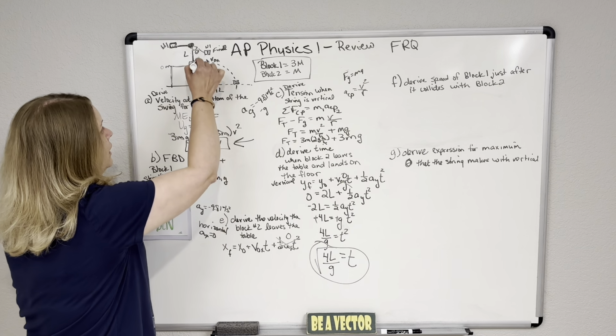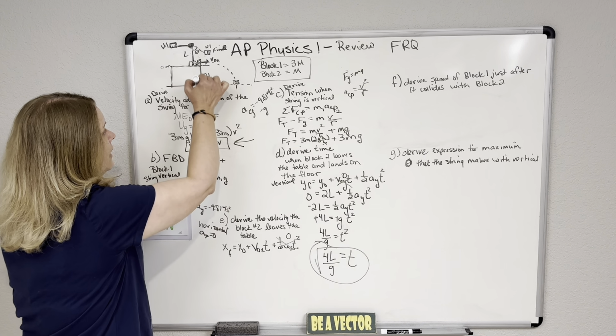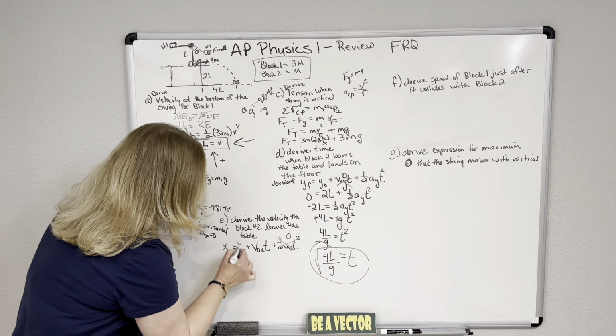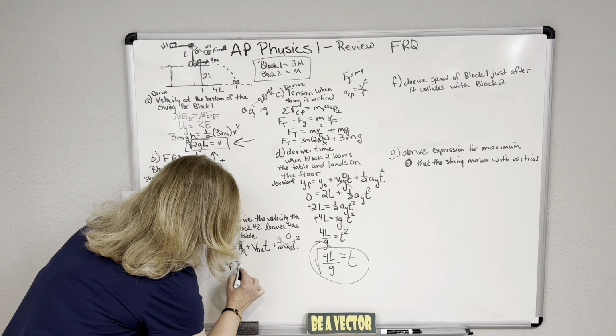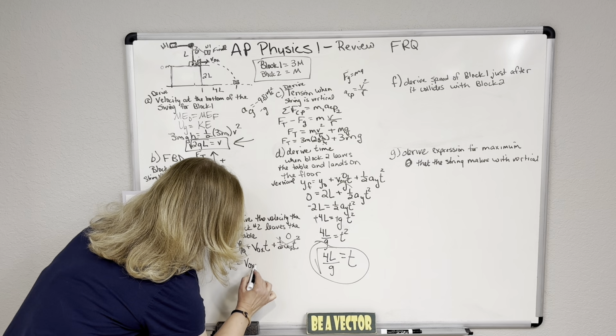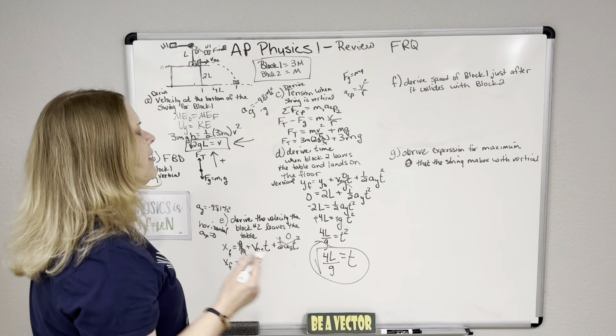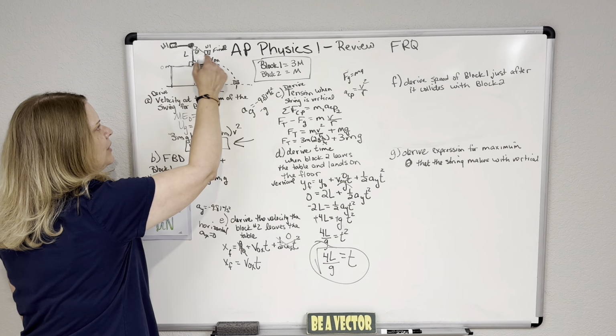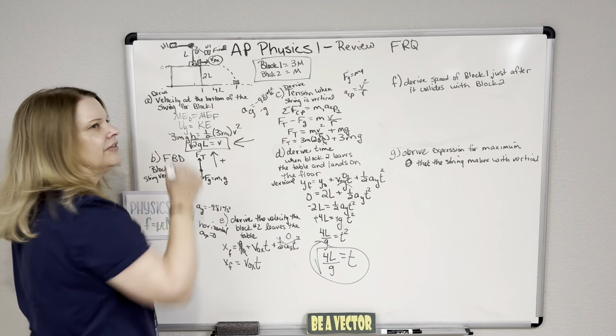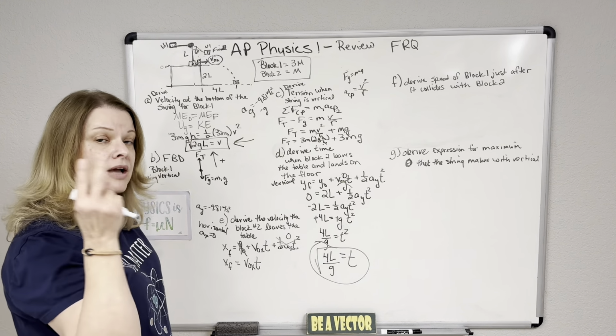I start here, and I can make that starting line 0. So I can say my initial position is 0. So now I have x final equals that initial velocity in the x times time. And that's what they're asking for. Hey, what does that block leave with? What is its initial velocity in the x? And that's for block 2.